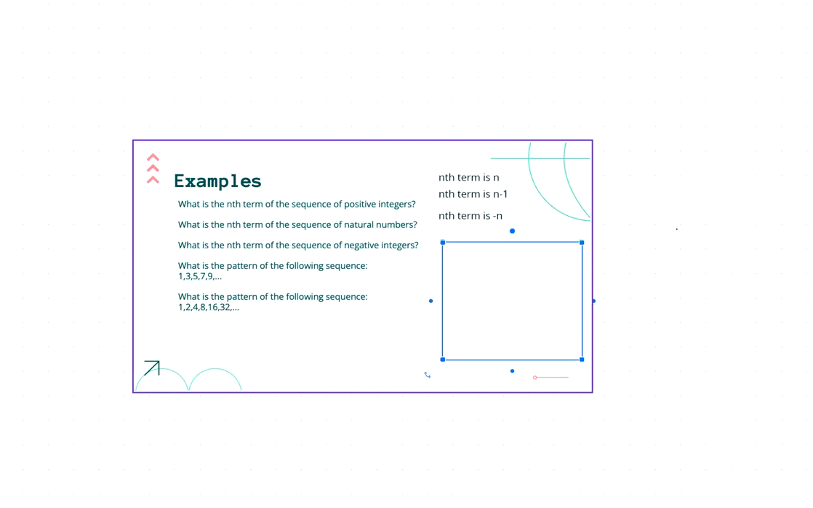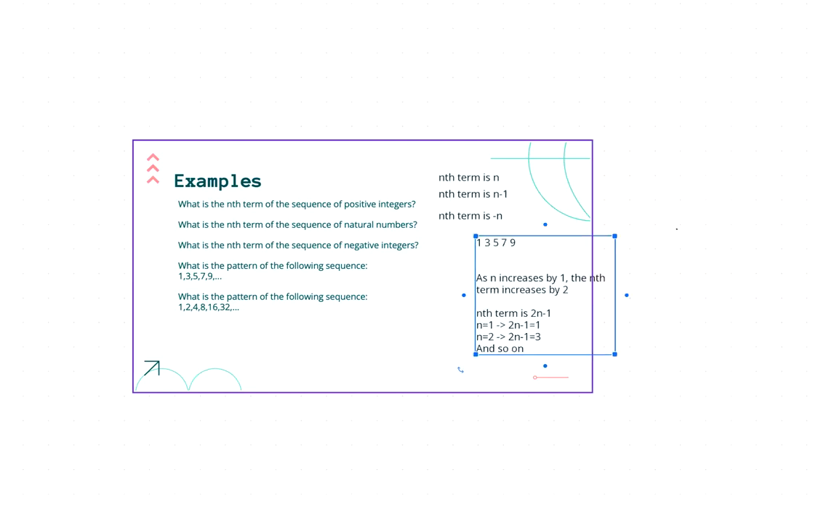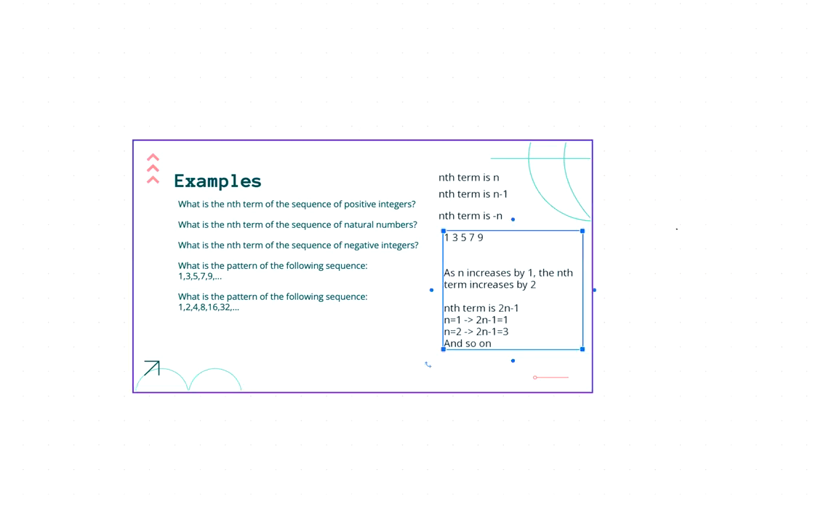Okay, and then one last one like this. What is the pattern of the following sequence? 1, 2, 4, 8, 16, 32.